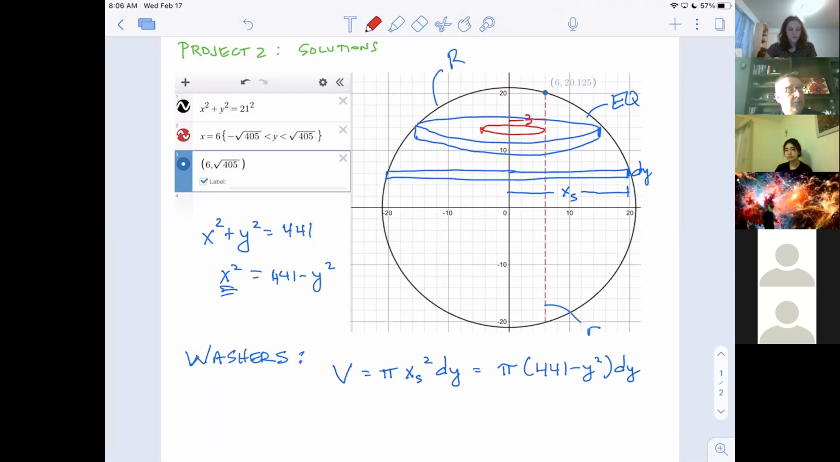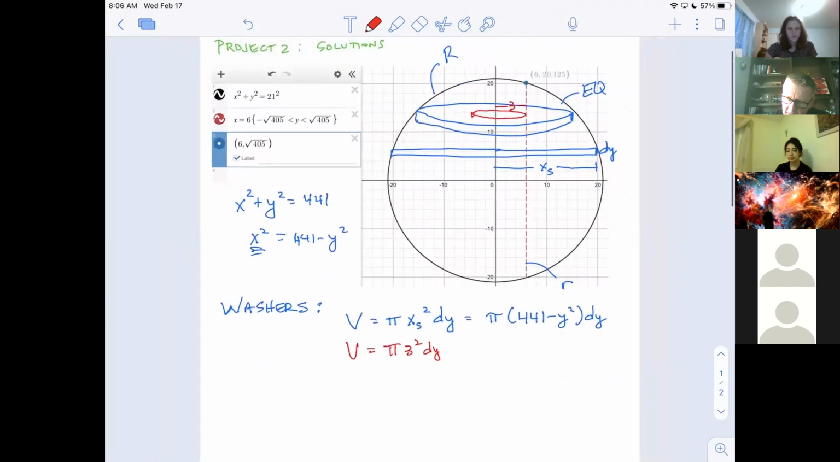So awesome. Well, what's that volume then? Well, that volume is equal to pi times its radius squared times its thickness, which is dy. So that's just 9 pi. Great. And now I'm just going to subtract those two things. So then the actual volume is pi times 441 minus y squared dy minus pi times 9 dy. Really, that's what I've got.